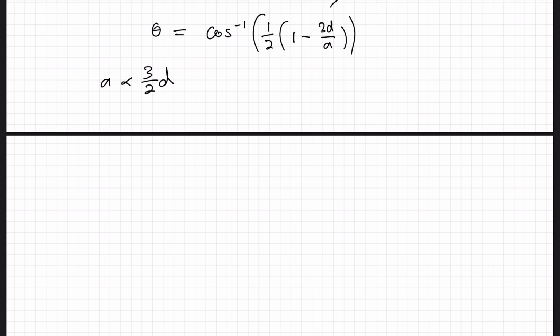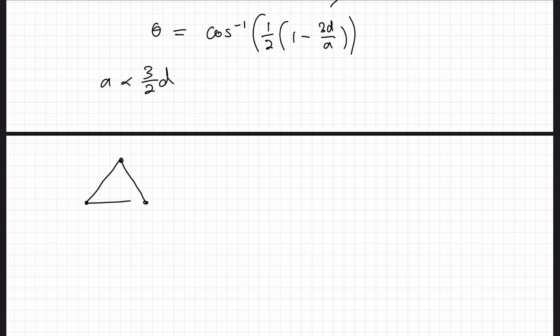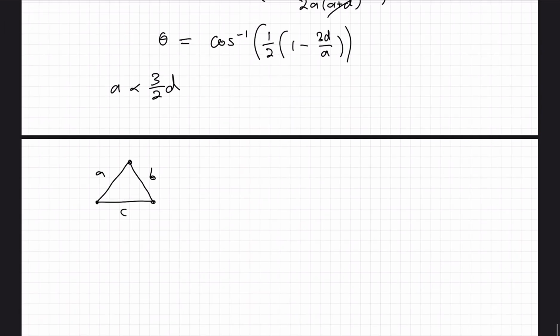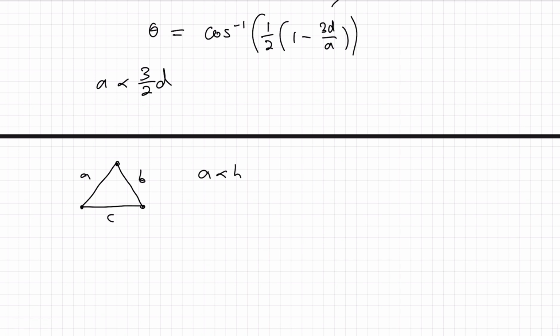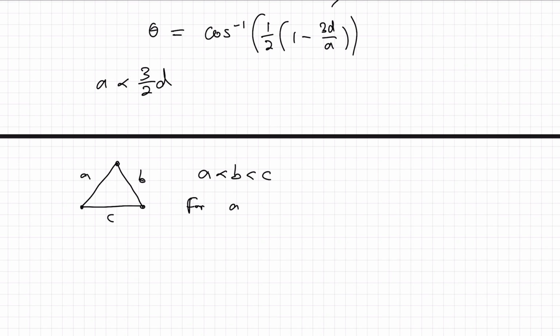Right, so if we have any set of points and we just draw lines between them, we can give each of these lines a length. Let's just say we have A, B, C, where they're in ascending order, so A is less than B is less than C. And in order to form a valid triangle, we need the sum of the two shorter sides must be greater than the longer side.